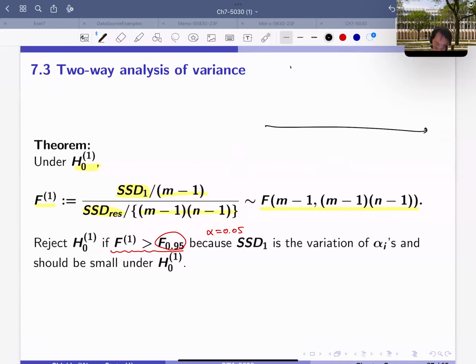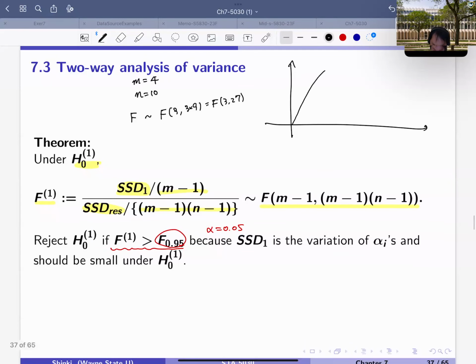Suppose that we have 4 groups, so M is equal to 4, and for each group we have 10 observations, so N is equal to 10. Then this F statistic follows an F distribution with degrees of freedom 3, which is 4 minus 1, and (4 minus 1) times (10 minus 1). That is 3 times 9, so F of 3, 27.